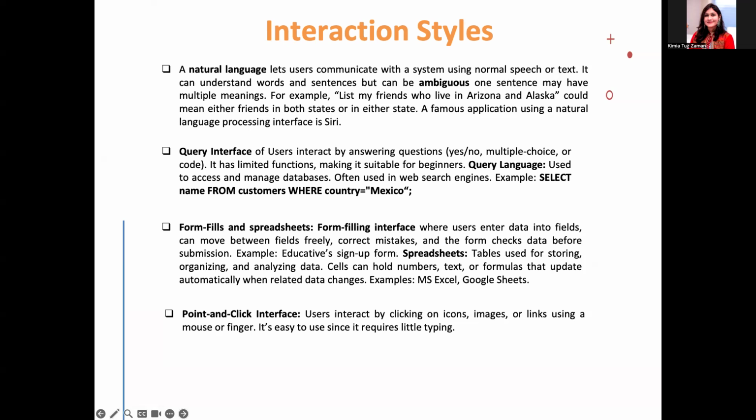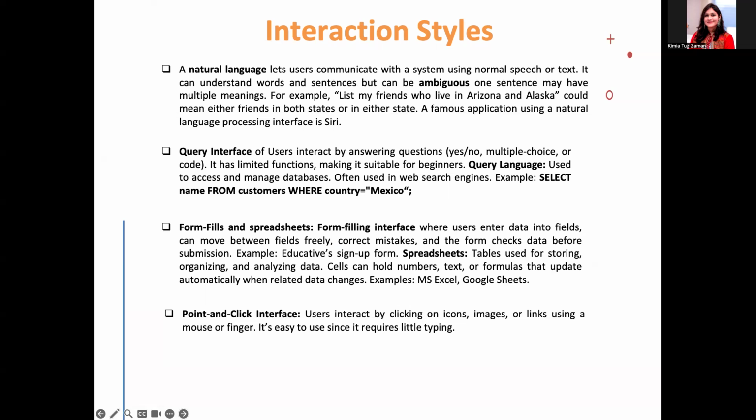So, moving on to query interface, for example, databases and search. In a query interface, users interact by answering questions. It has limited functions, making it suitable for beginners. Forms and spreadsheets are structured, and it's ideal for everyday workhorses.